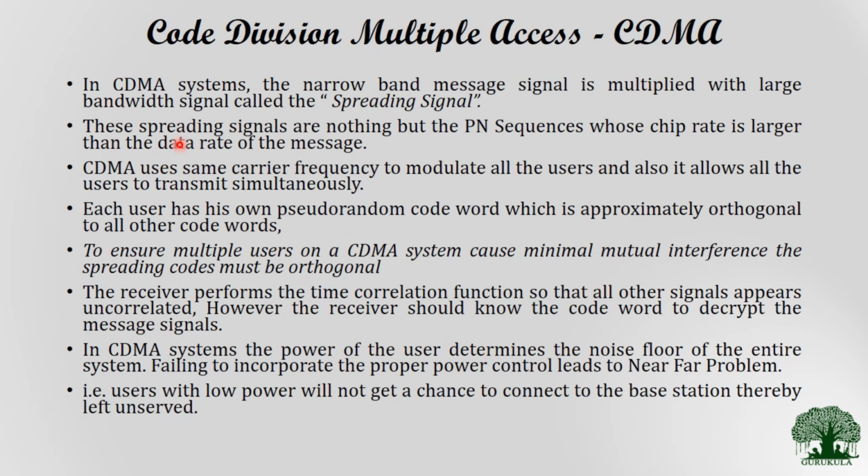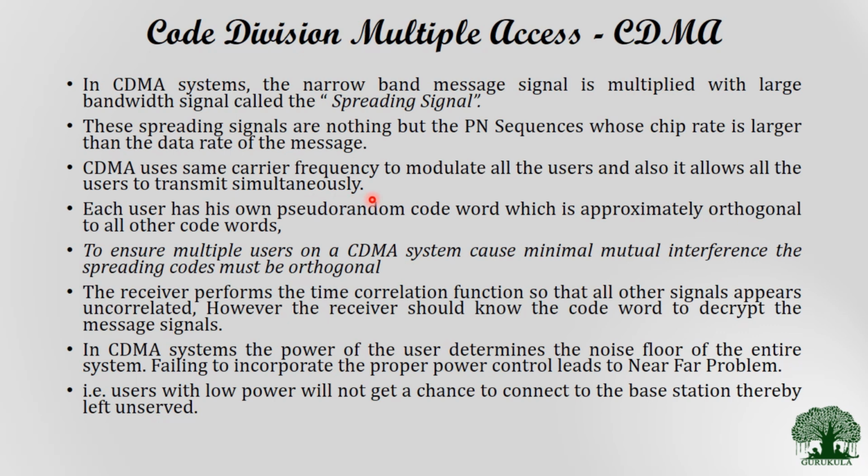To sum up, in code division multiple access systems, the narrowband messages generated by the users are multiplied with a large band signal, which we call the spreading signal. So the signals are getting spread, and the narrowband signals are converted to wideband signals. The key principle is what we call signal spreading, and these spreading signals are nothing but PN sequences whose chip rate is larger than the data rate of the messages. CDMA uses the same carrier frequency to modulate all the users, and it also allows all the users to transmit simultaneously.